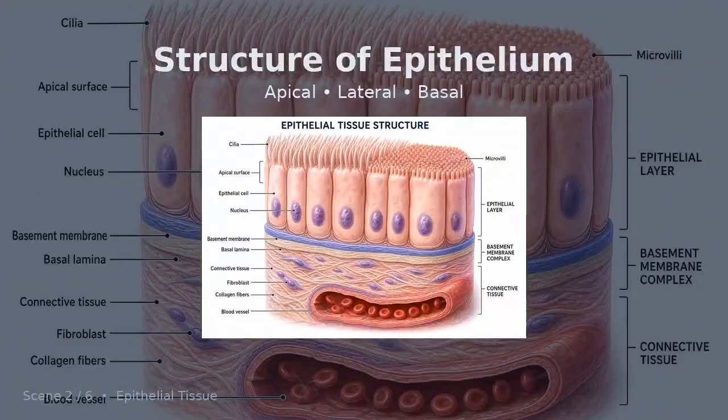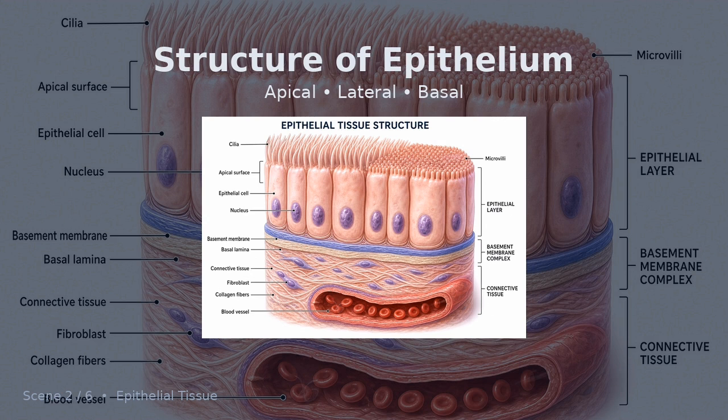Epithelial tissue consists of an apical surface and a basal surface. The apical surface is the free end, facing the body surface or the lumen of an internal organ, and may contain cilia or microvilli. Lateral surfaces are joined to adjacent cells by tight junctions, adhesive belts, desmosomes, and gap junctions.